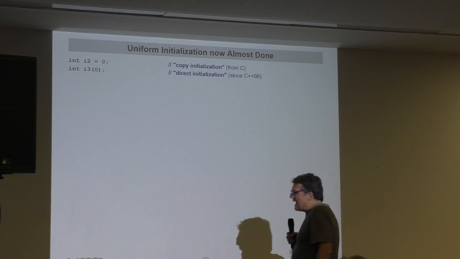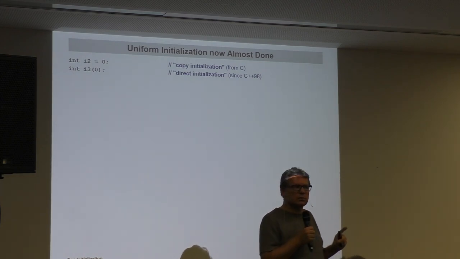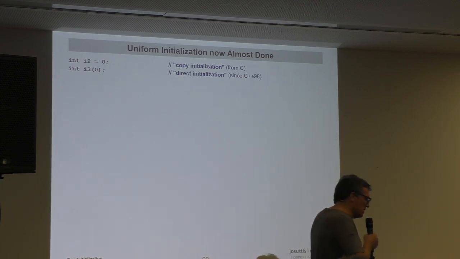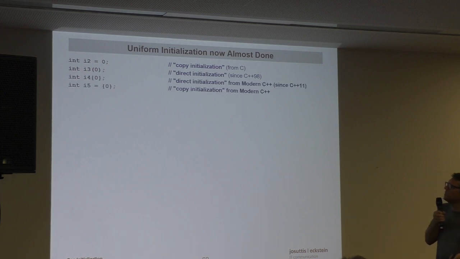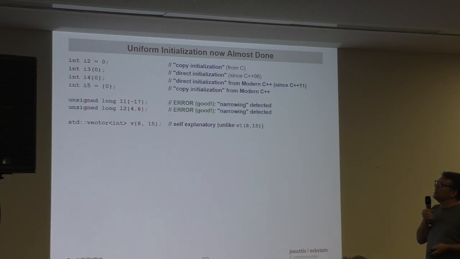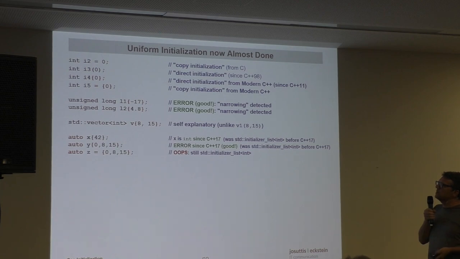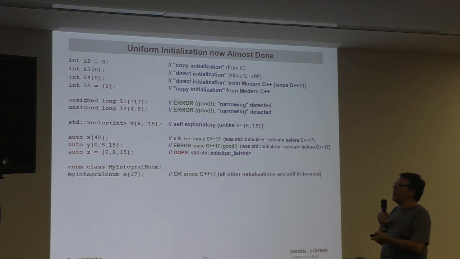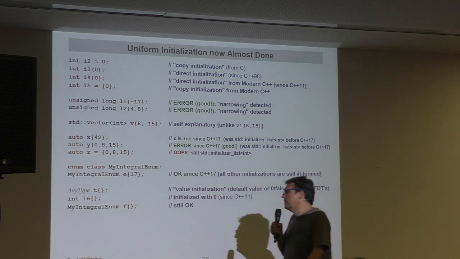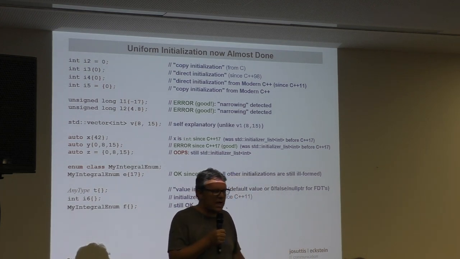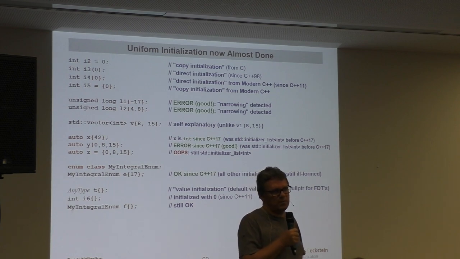So, I claim the best way to teach to initialize an object in C++ now is to use uniform initialization. Use this way, we detect narrowing. It's self-explanatory if we initialize a vector of two elements. Auto was fixed with C++17, unless you use the equal sign. Enums work, and in any type, empty curly braces work now and can be used, and non-empty curly braces also, even with aggregates, with the fixes we do in C++20.